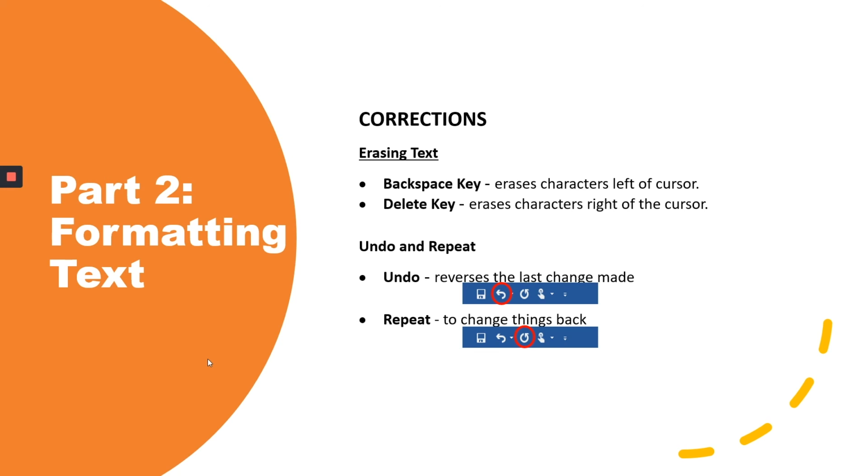Once in a while we make mistakes. Let's talk about how to correct them. The backspace key erases characters to the left of the cursor. The delete key erases characters to the right of the cursor. The undo button in the quick access toolbar reverses the last change made. And to change things back again, click the repeat key in the quick access toolbar.